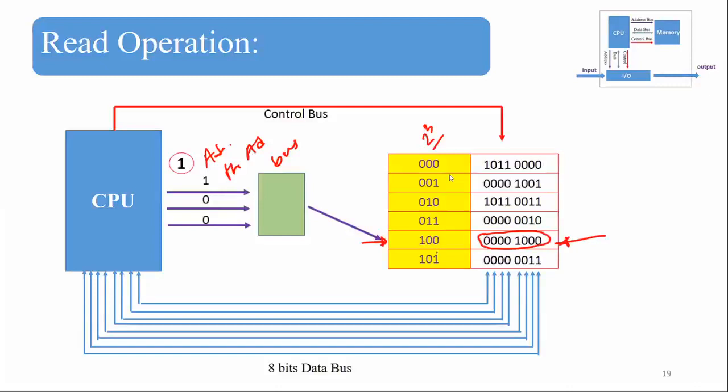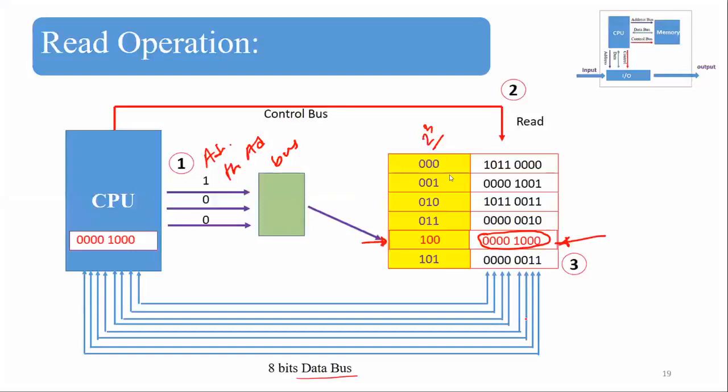Address bus sends the address. Second, the control bus sends the signal that I want to read the data of that address. Then third, that data will go through the data bus. In 8086 the data bus is 16-bit, but for simplicity we're just keeping 8-bit. I'll discuss which bus is how many bits later. So here, this data will go to the CPU.